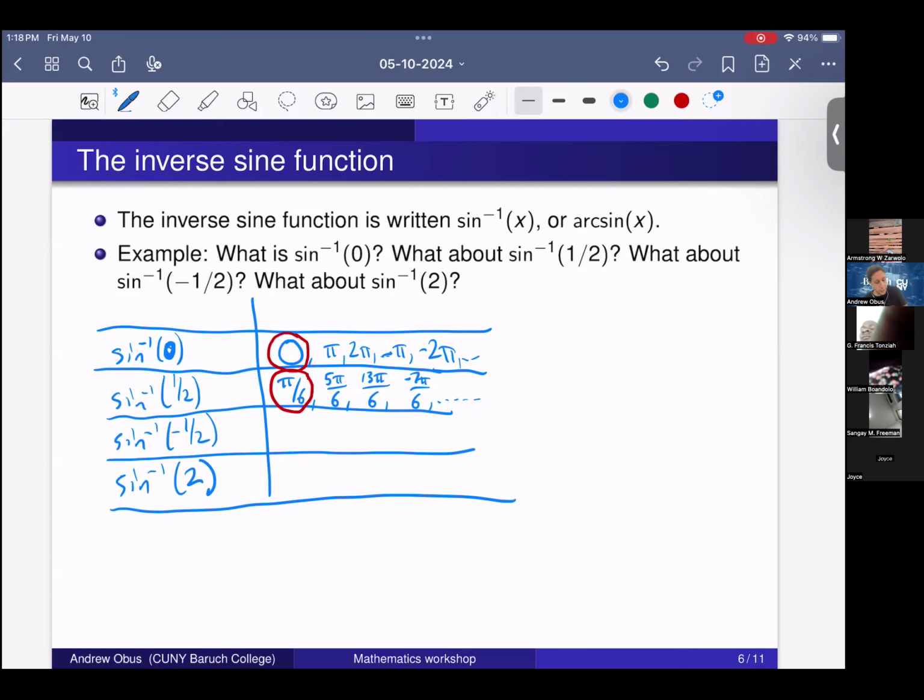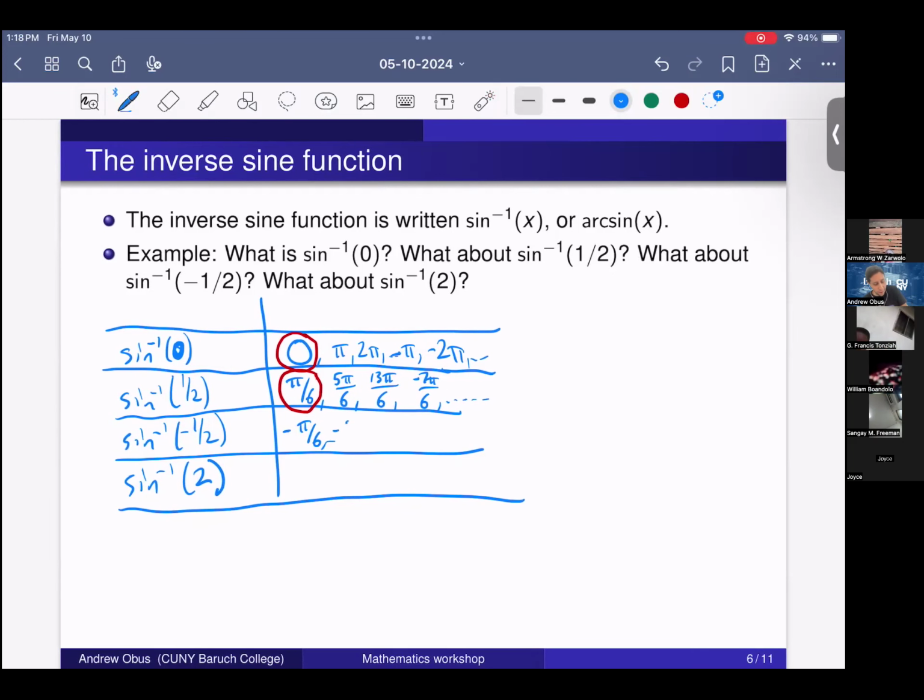Okay, similarly, sine inverse of minus 1/2, well, sine is an odd function. What's going to give you minus 1/2? Minus pi over 6 will work. Minus 5 pi over 6 will work. Minus 13 pi over 6 will work. And then also 7 pi over 6 will work, etc. But the standard one that we take is minus pi over 6.